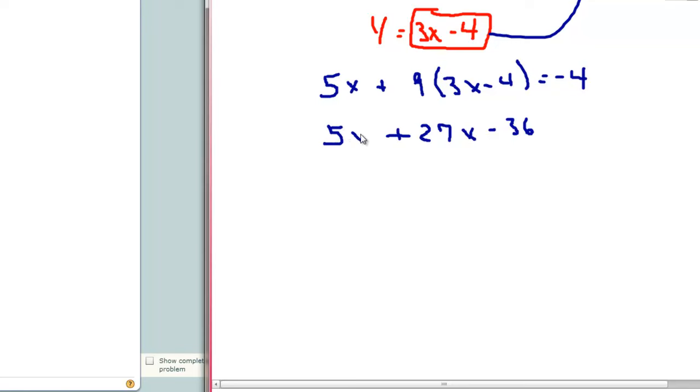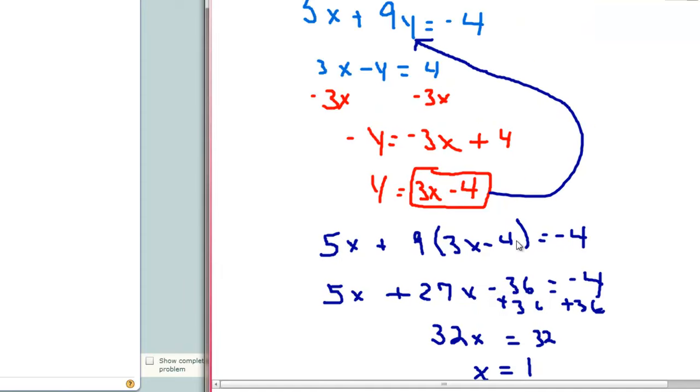Alright, so let's just keep going here. We have that negative 36, and we can bring that to the other side by adding. So if we add 36 to each side, and we also put the 5x and 27x together, 5x and 27x give me 32x. Negative 4 and 36, well, that gives me 32. Divide by 32 and we get x equals 1. And then we can substitute that back into either equation, doesn't matter.